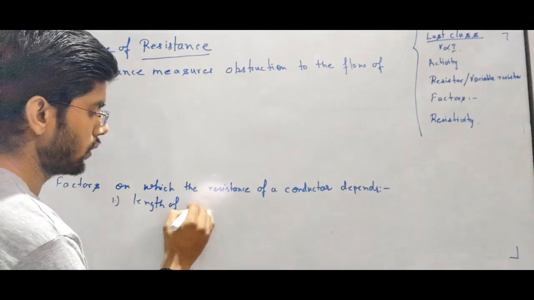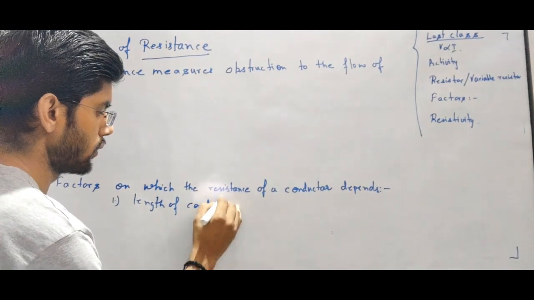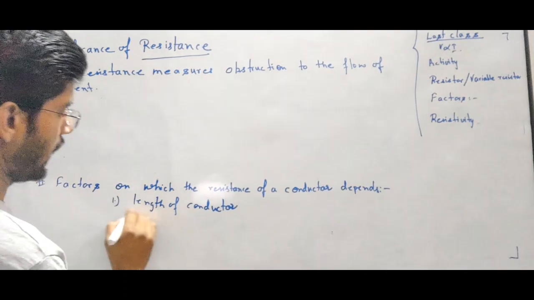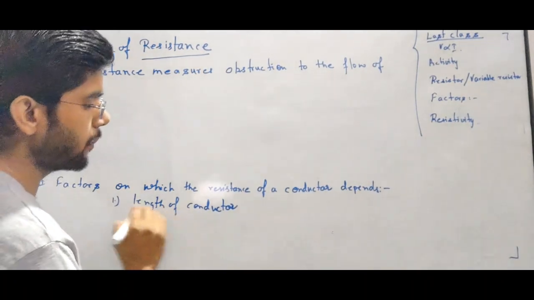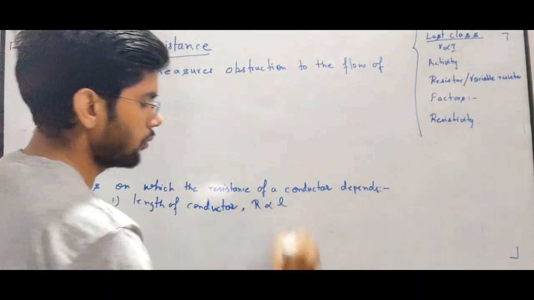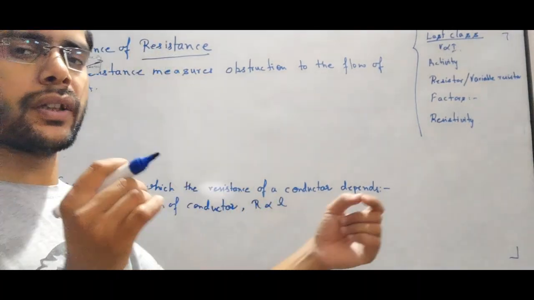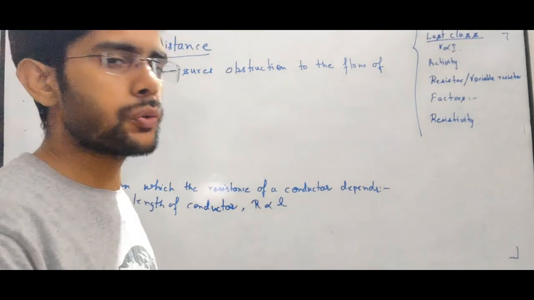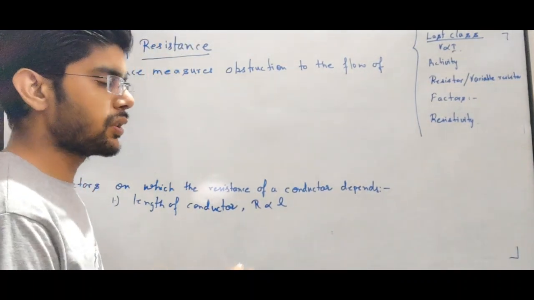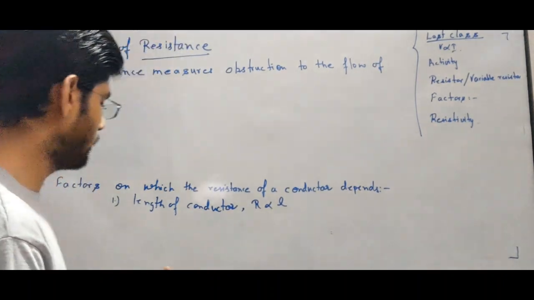Length of conductor. Okay. The second thing, and okay, how it depends. So generally this resistance is directly proportional with the length of conductor. Means अगर आप लेंथ को बढ़ाते हो तो उसका रेजिस्टेंस भी क्या होगा, बढ़ेगा, और लेंथ अगर आप घटाते हो तो उसका रेजिस्टेंस भी घटेगा, है ना.